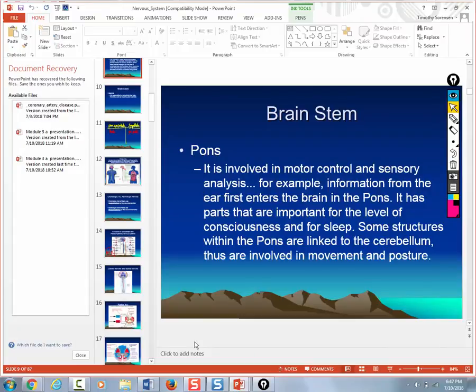Neurogenic shock. Okay? All right, write this down. Put it big on a piece of paper. Put a star next to it. Neurogenic shock and spinal shock are not the same thing.